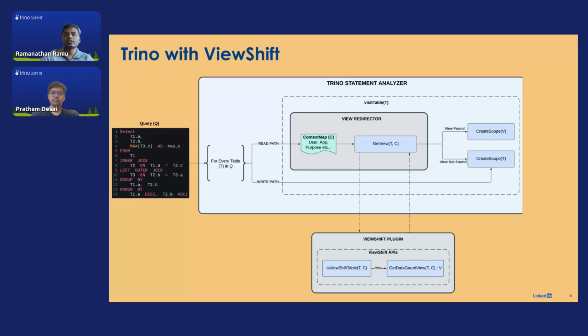So now the visit table and the statement analyzer proceeds to create an assigned scope for the data guard view. And from here on, the execution would continue with querying the data guard view rather than the original table. So having seen this, now let's look at the end-to-end flow to understand what happens behind the scenes of the ViewShift plugin.